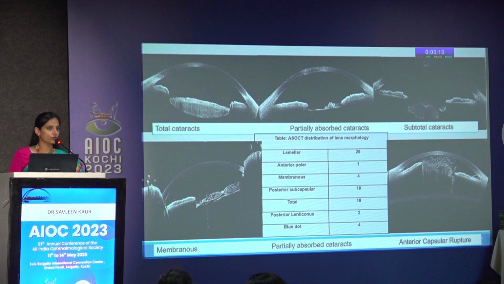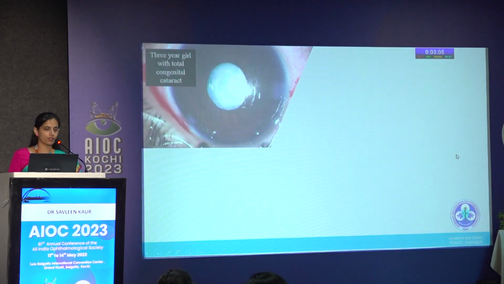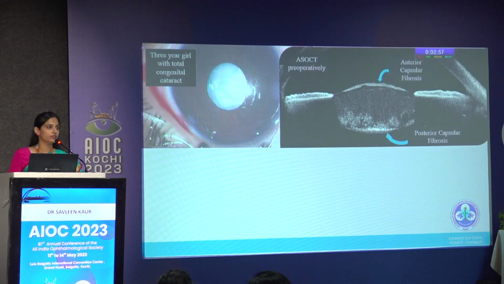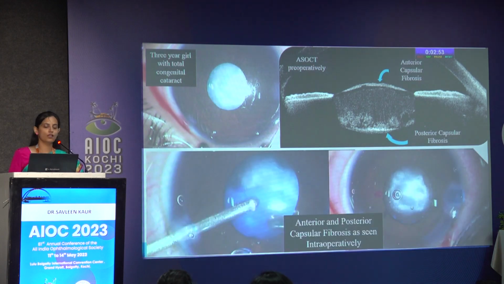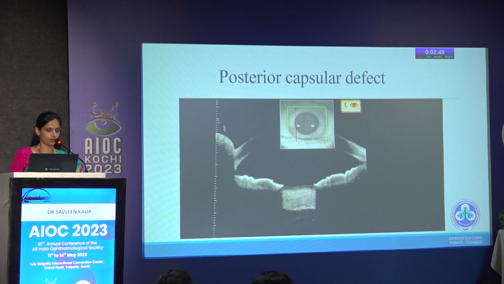We could image total cataracts, partially absorbed cataracts, subtotal cataracts, and often anterior capsular rupture in cases where the cornea was clear. It was very beneficial to do the ASOCT in cases of white cataracts, because a white cataract was labeled as white on the slit lamp, and on the ASOCT we could appreciate the anterior and posterior capsular fibrosis, which necessitated the use of a vitrector at the time of cataract surgery.